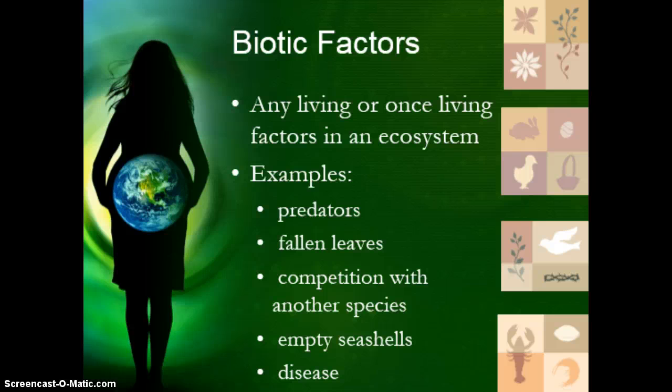So these would be any living things or things that used to be living that could impact organisms in the way they survive. So things like predators, they're going to limit a population. Some things might depend on fallen leaves as a food source, so that would limit them. Competition, diseases, these are all things that could limit the reproduction or the growth of either an organism or population.